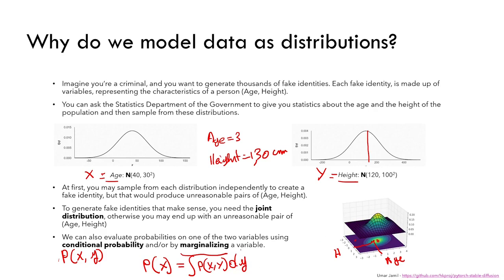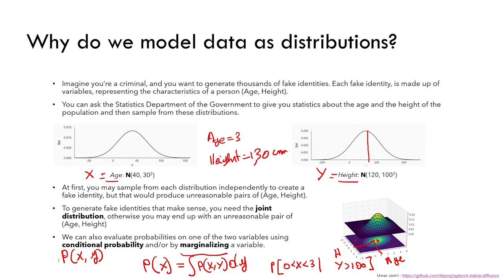And then we can also calculate the conditional probability. For example, we can ask what is the probability of the age being from 0 to 3, given that the height is more than 1 meter. We can do this kind of queries by using the conditional probability.